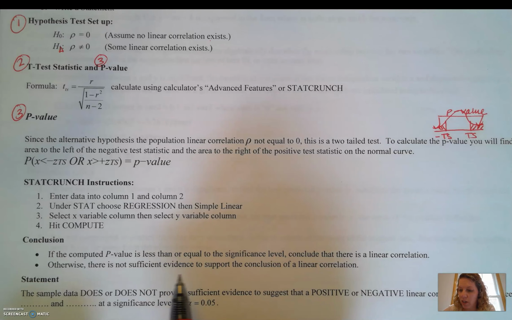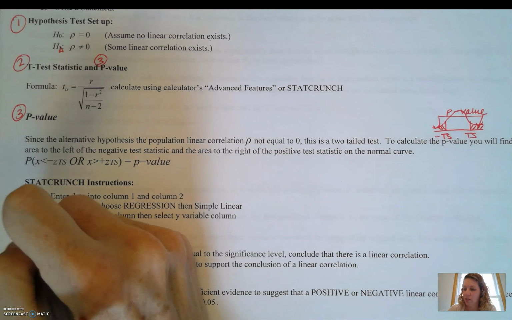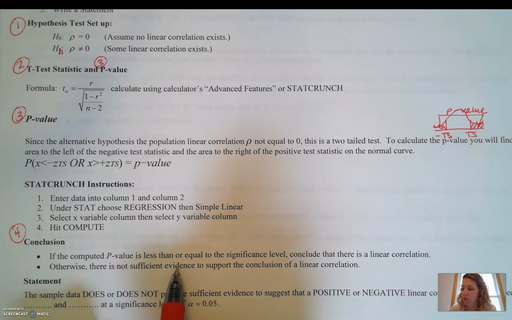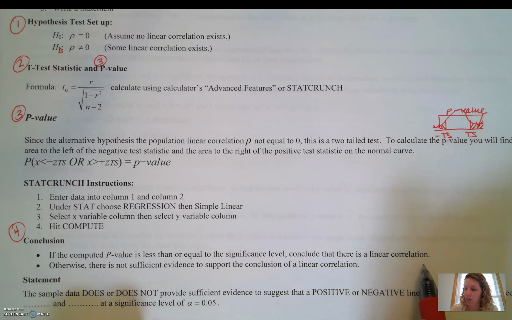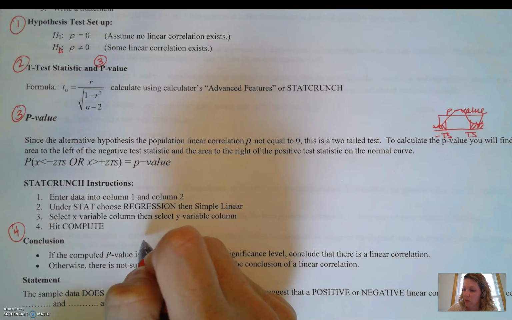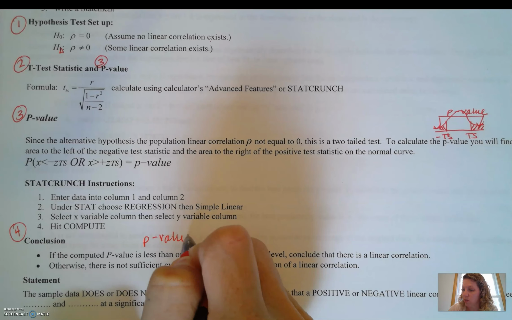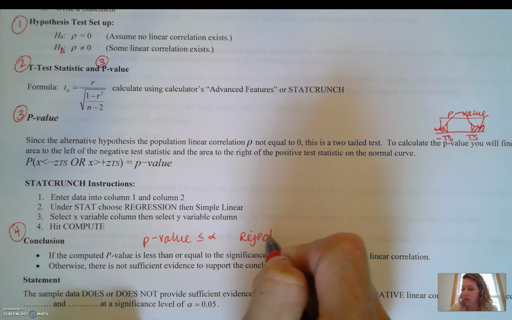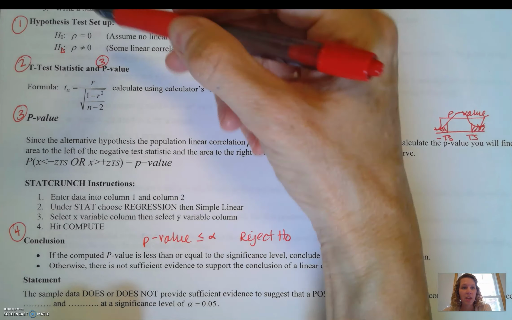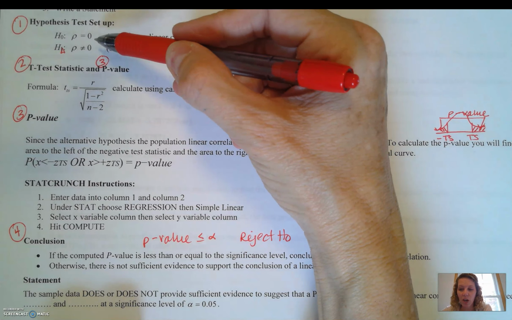So after using StatCrunch, we're going to have to reach a conclusion. If the p-value is less than or equal to the significance level, we can conclude there is linear correlation. Because remember, if the p-value is less than or equal to the significance level, we're going to reject the null hypothesis. And if we reject the null hypothesis, that's saying that H0 does not hold true, so HA says some linear correlation exists. Okay, so then our statement is going to be the same.